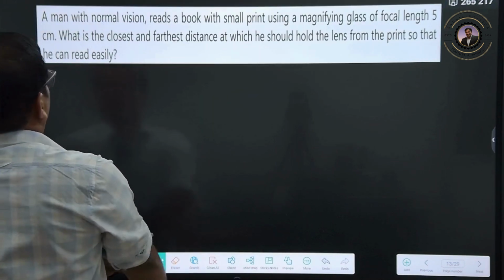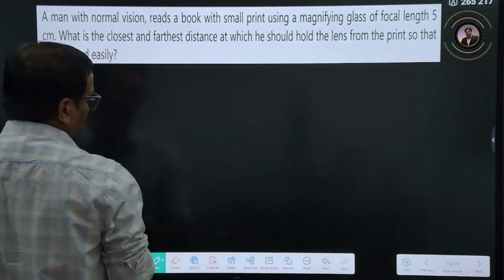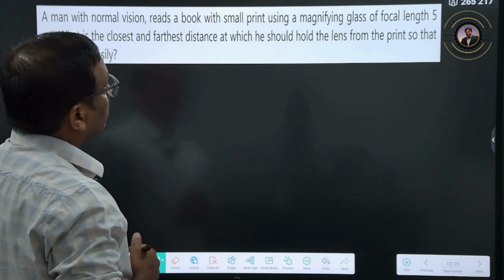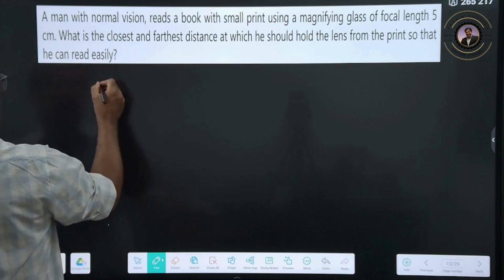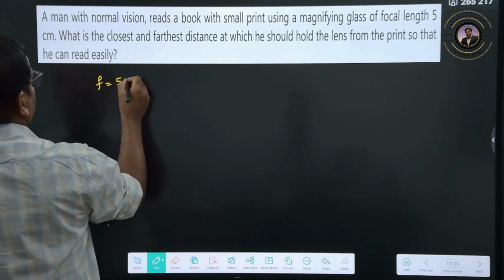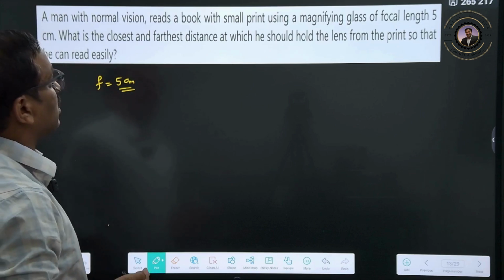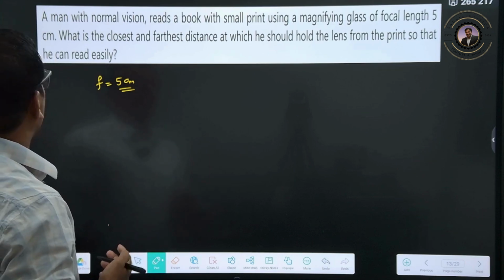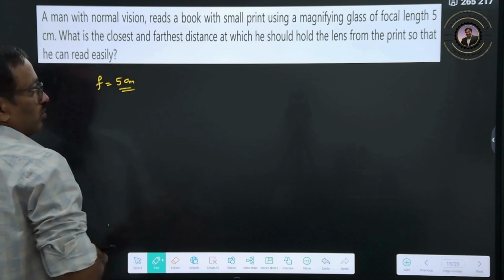A man with normal vision, so d is equal to 25, reads a book with small print using a magnifying glass of focal length 5 centimeter. What is the closest distance and farthest distance at which he should hold the lens from the print so that he can read easily? So he is asking for u.